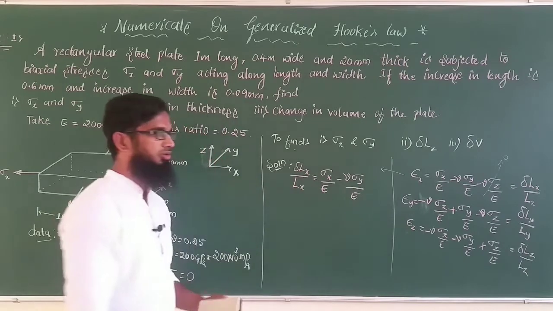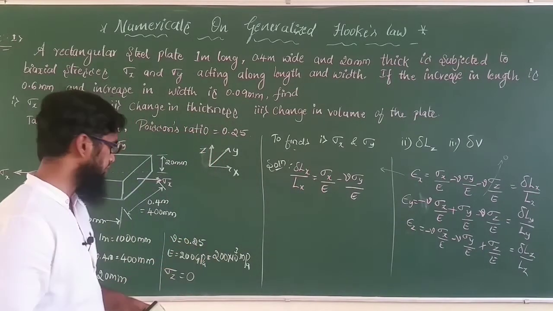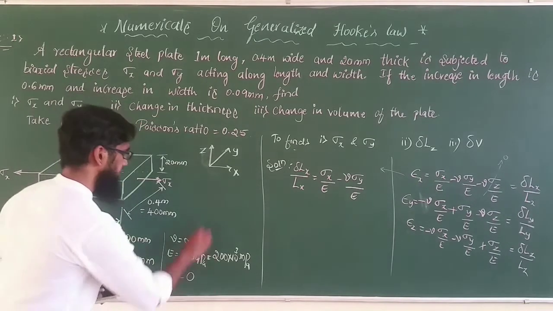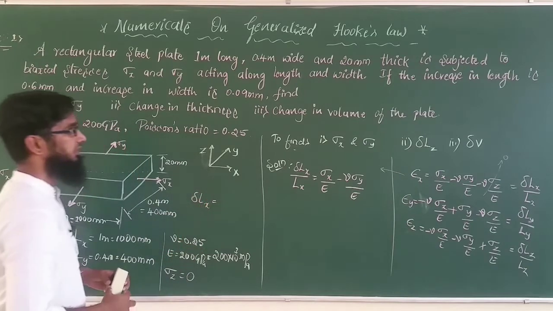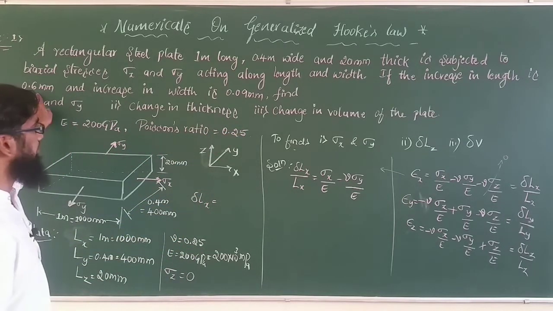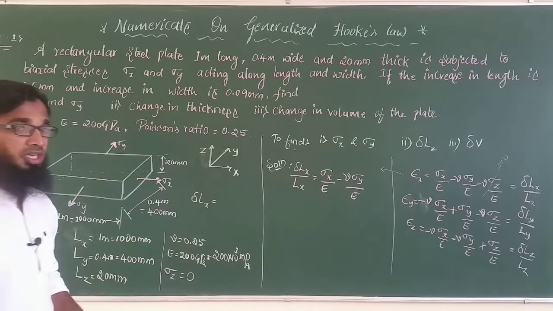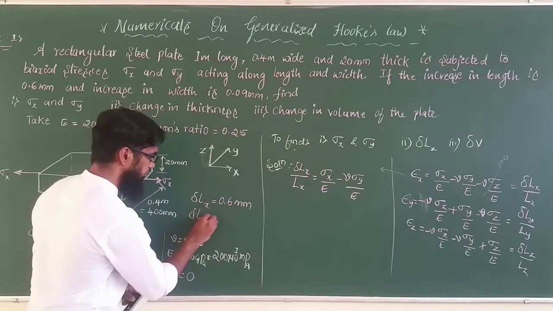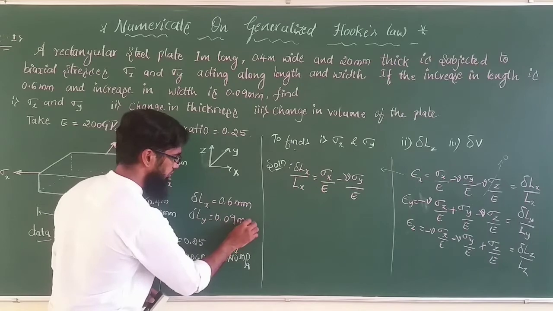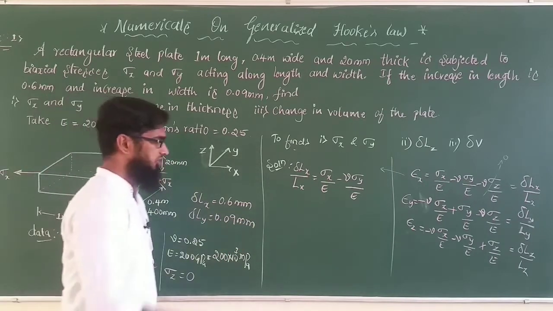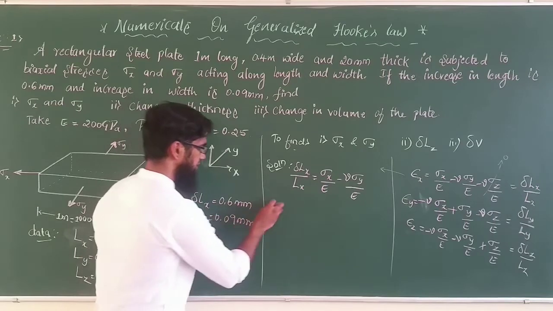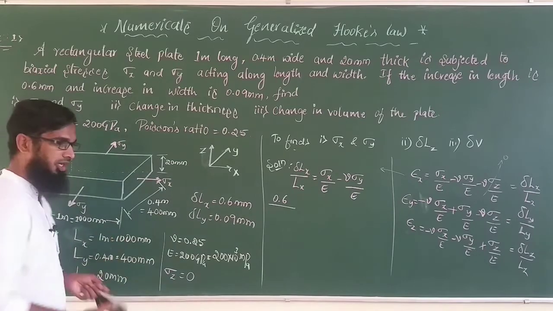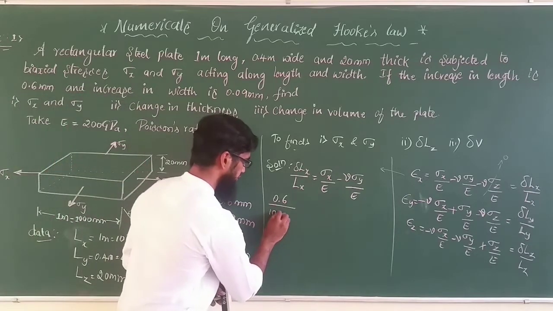So delta Lx is nothing but the change in length in the x direction. What he has given is 0.6 mm. The increase in length is 0.6 mm and the increase in width is 0.09 mm. So delta Lx is 0.6 mm and delta Ly is 0.09 mm. These are the two data he has given. Let us substitute the values here. Delta Lx is equal to 0.6. The length in the x direction is 1000 mm, that is 1 meter; I'll take it in terms of mm.